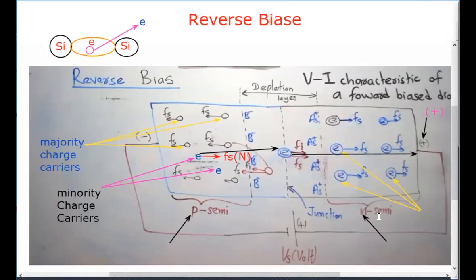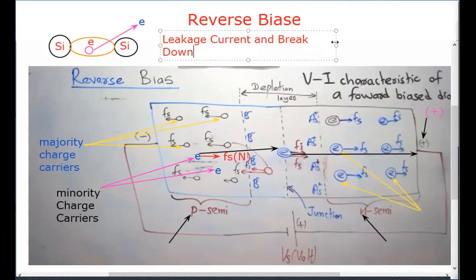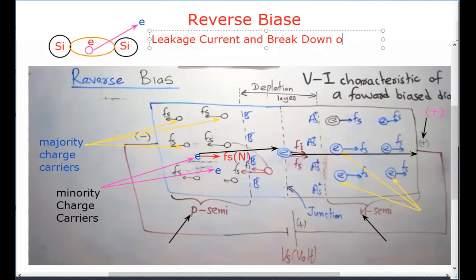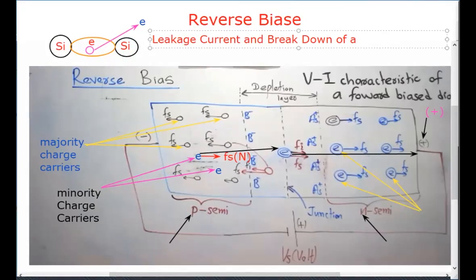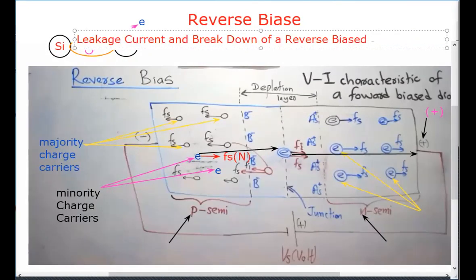Right. So please write a subheading. Please write today's subheading: Leakage current and breakdown of a reverse biased diode. Got it? Lamai?